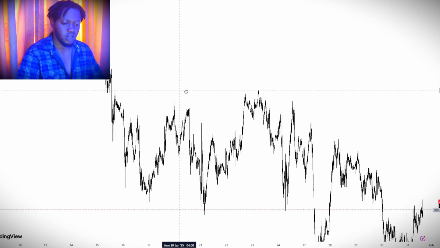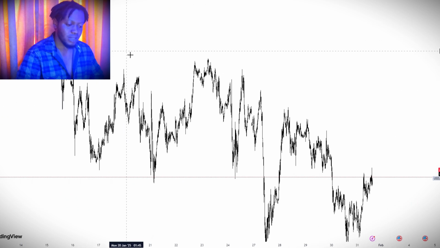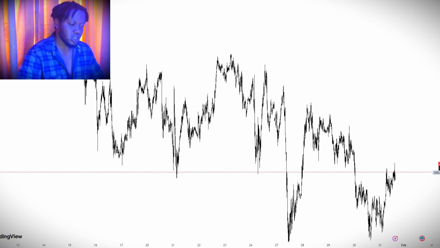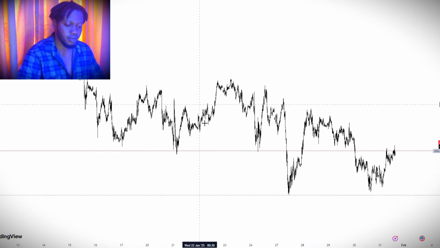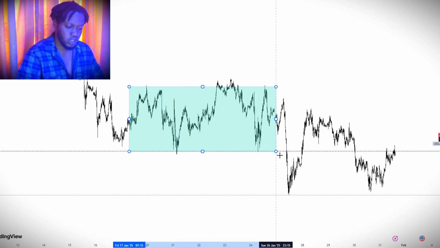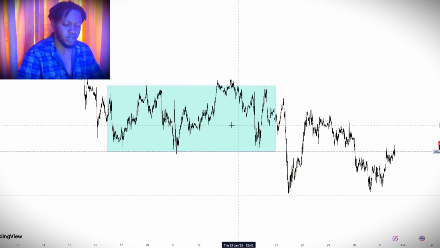Now you can see that the market is clearly bearish from this angle. All right, the market is bearish. Now looking at this, you see that this is like a consolidation right here, because price is not having a clear direction. Price is just ranging from this point.